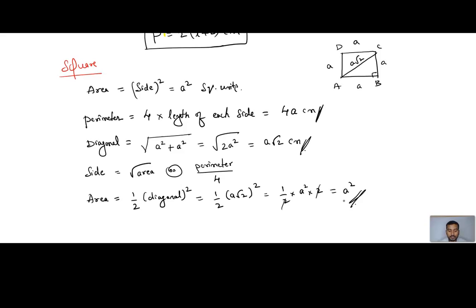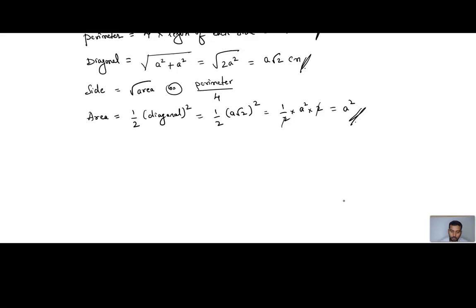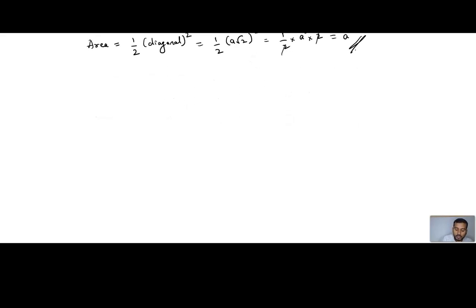Children, here one more important thing you need to observe. Suppose we get a question like to find the area of 4 walls, then what formula will we use? Simple. Area of 4 walls is equal to 2 times of length plus breadth into height.